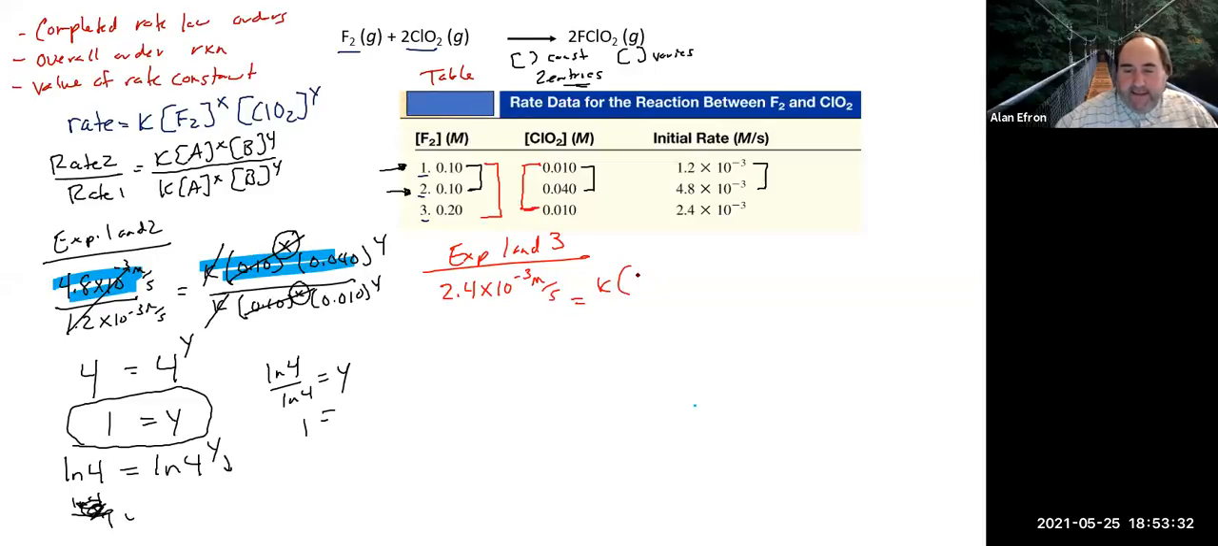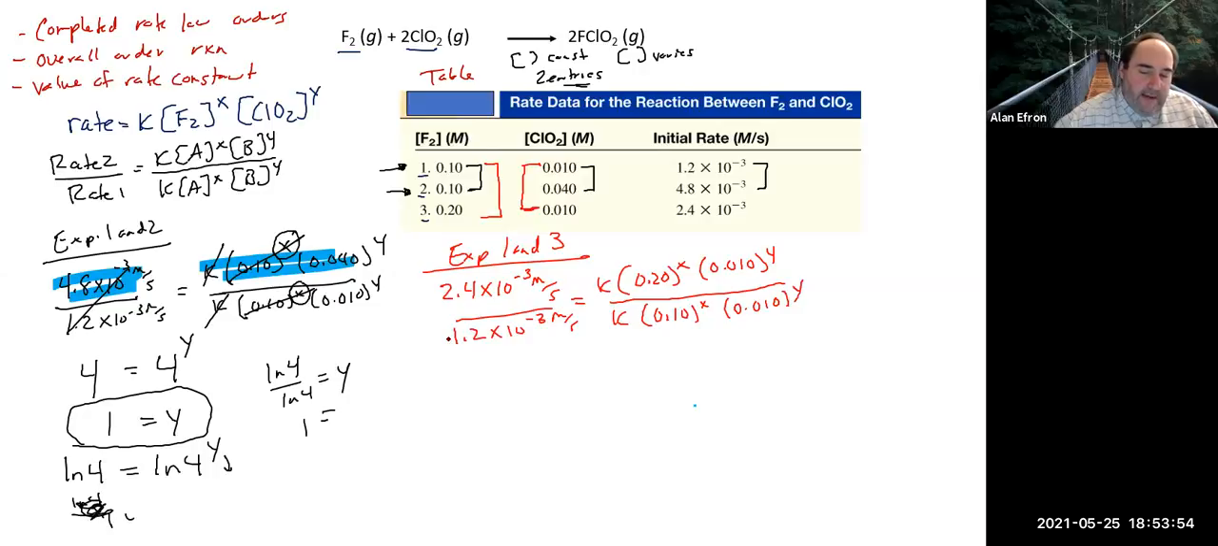And that's going to give me 0.2 to the x, 0.01 to the y. And now I'm going to put everything from entry number 1 across the bottom. 1.2 times 10 to the minus 3, k, 0.1 to the x, and 0.01 to the y.